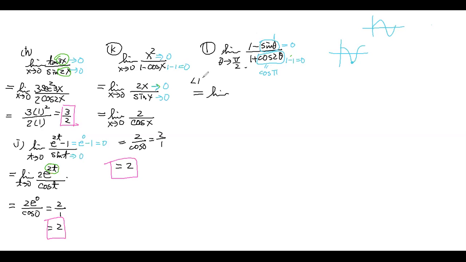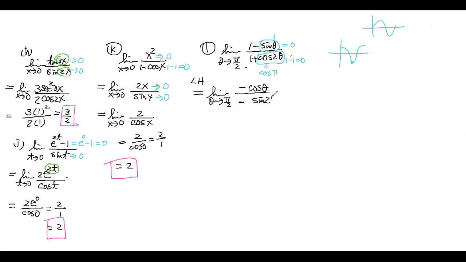So then I can use L'Hopital's rule, right? Some people put it like LH like that. So theta approaches pi over 2. Take the derivative. 1 is a constant, so it disappears, minus sine theta. What is the derivative? It's cosine theta. Now the bottom, 1 disappears. Cosine 2 theta, what is the derivative of cosine? It's a negative sine.